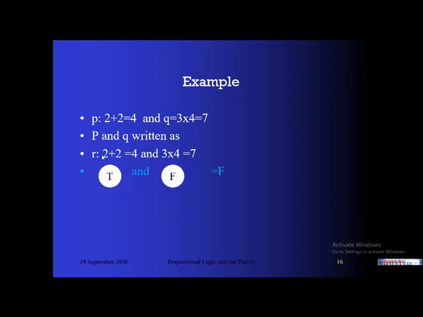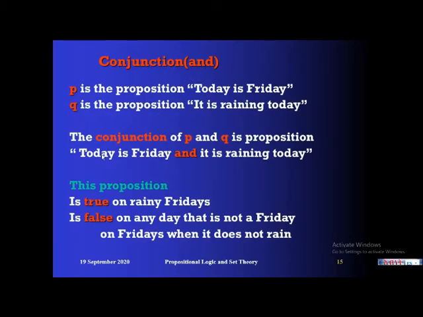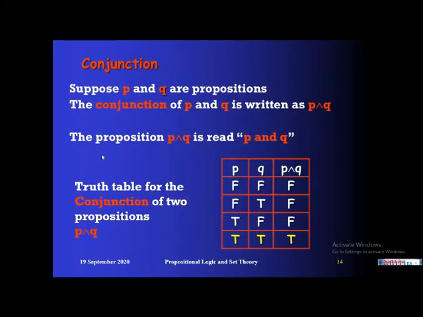The same fashion is true here. That means 2 plus 2 is a single statement. 3 times 4 is also a single statement. That means P has its own truth value. Q also has its own truth value. So we generate another statement, that is 2 plus 2 is equal to 4 and 3 times 4 is equal to 7, and our objective is finding the truth value of this compound statement. So for this we can use a truth table.